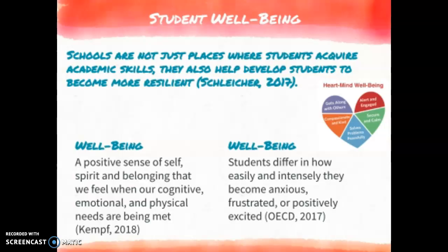By the time they enter school, children differ in how easily and intensely they become anxious, frustrated, or positively excited. They also differ in capacities for attention and self-regulation. Experiences of success and failure during a child's adjustment to the challenges of school influence the child's representations and evaluations of self, peers, and adults.